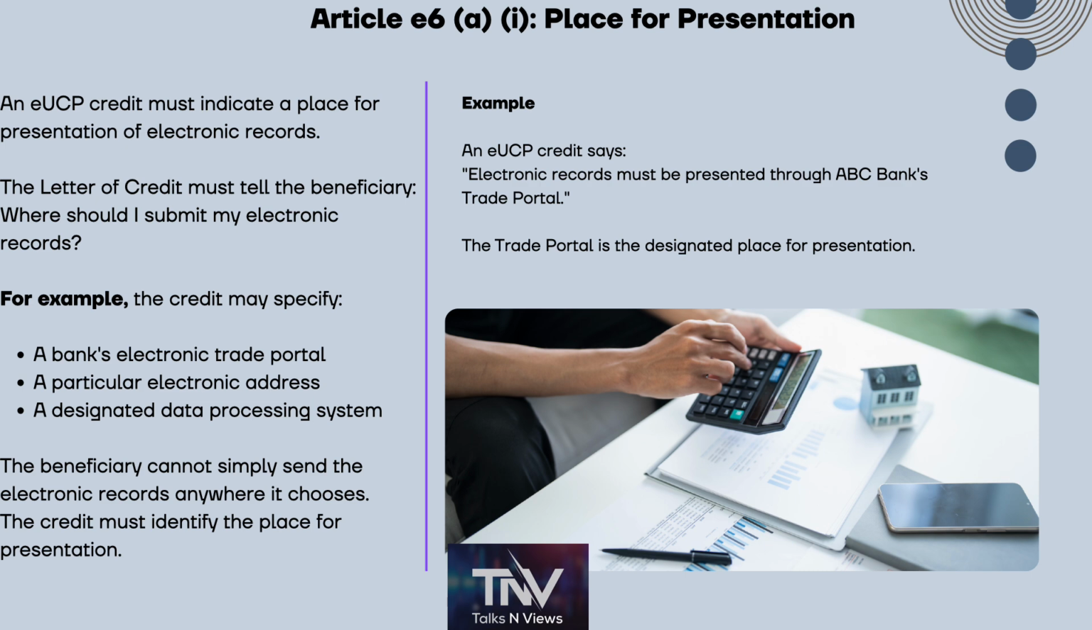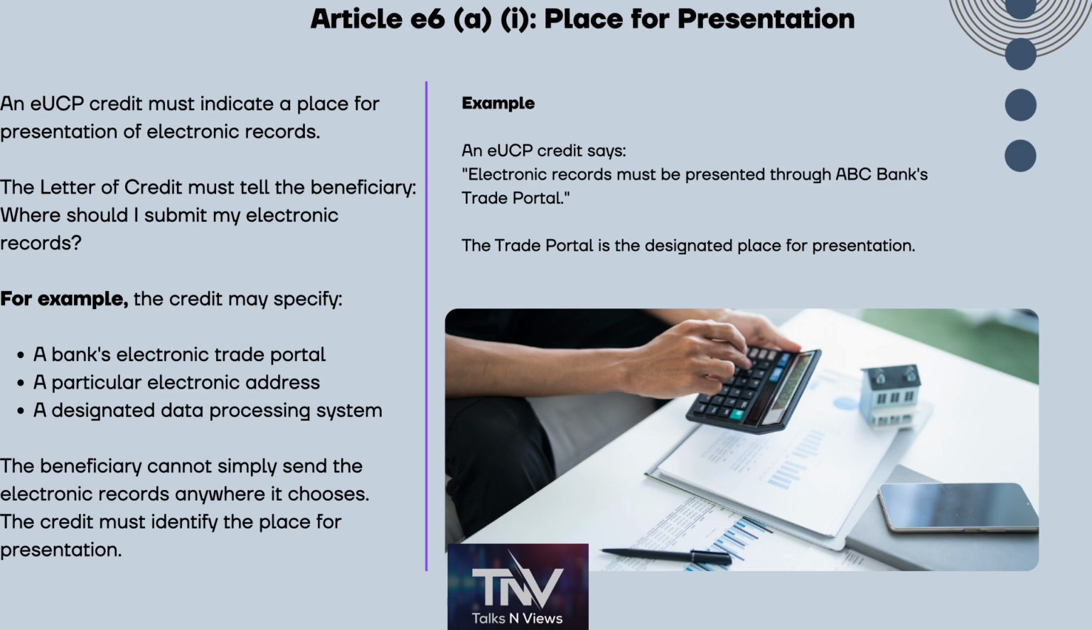Article E6, A.1, Place for presentation. An eUCP credit must indicate a place for presentation of electronic records. The letter of credit must tell the beneficiary: where should I submit my electronic records? For example, the credit may specify a bank's electronic trade portal, a particular electronic address, or a designated data processing system.